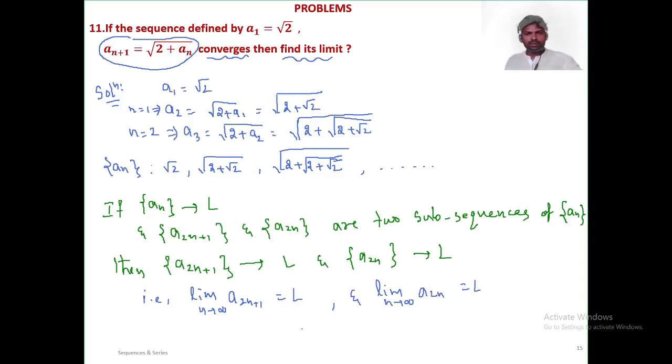So by using this concept, let me write this again. Before writing the limit, first let me write the recursive sequence: a(n+1) equals square root of 2 plus an. This is how to find a limit for this kind of recursive sequence. Now apply the limit as n tends to infinity on both sides.